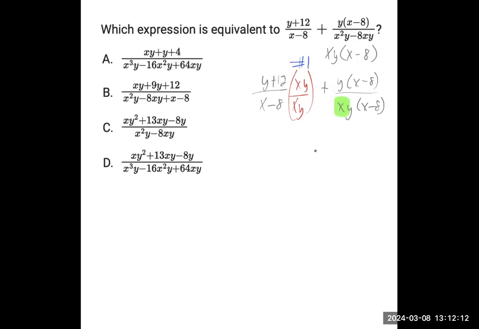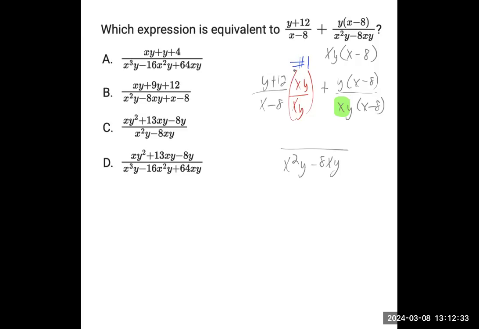In the denominator, we can just imagine having xy times x minus 8, and that gives us the original thing we started with, which was x squared y minus 8xy. And in the numerator, we've got xy times y plus 12.